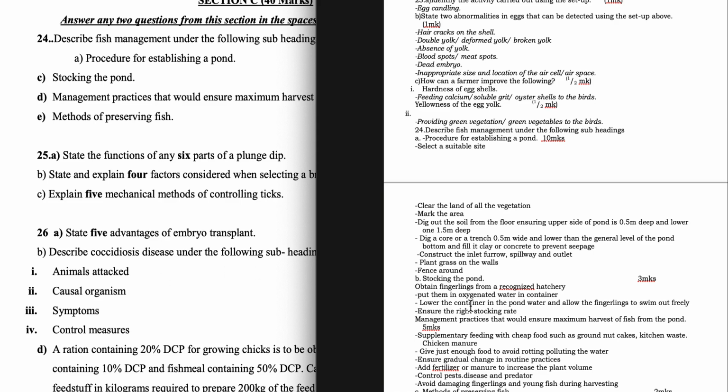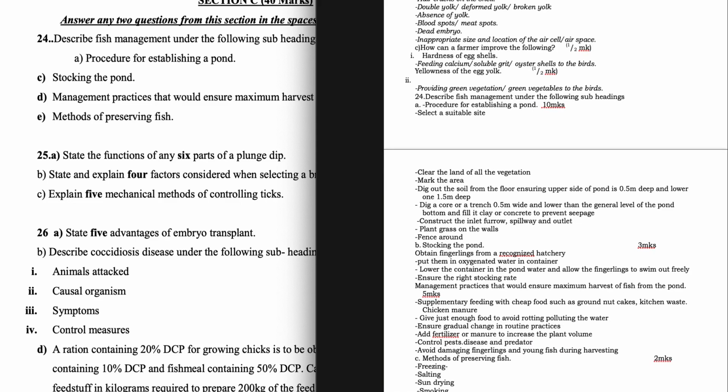Question C, methods of preserving fish: we have freezing, we have salting, we have sun drying and smoking.